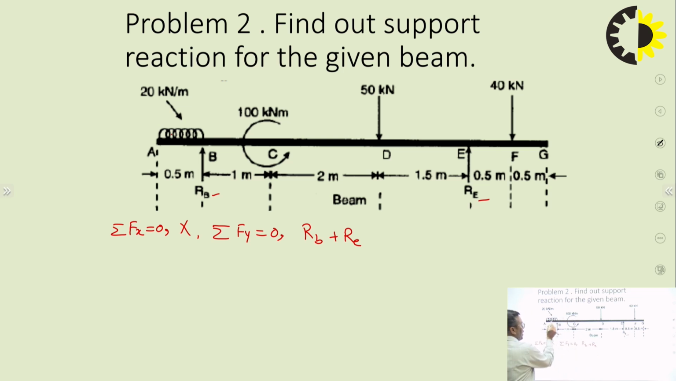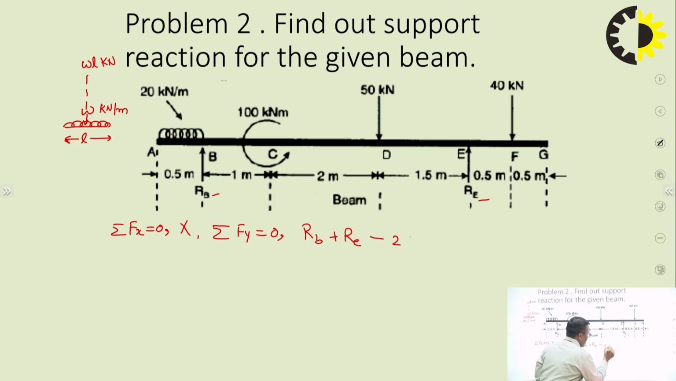Then starting from here, A to B, there is a UDL. How do we deal with a UDL? If the UDL is like this, W kilonewton per meter is the intensity over the length L. It is spread. For converting it into a single point load, I will write W into L kilonewton. So here W is how much? 20 kilonewton per meter. How long is the length? 0.5 meter. So I am writing 20 into 0.5, W into L.